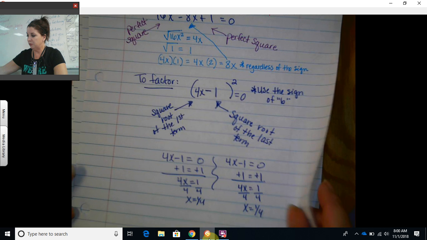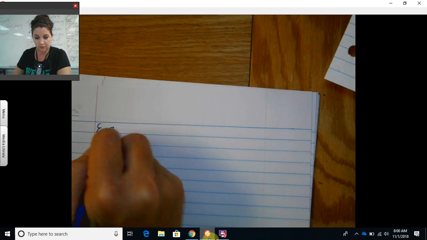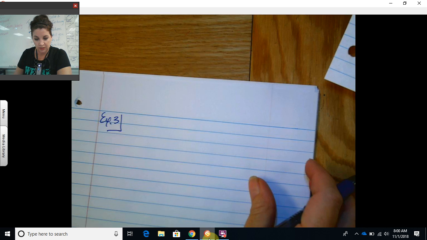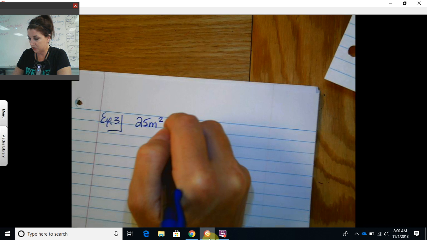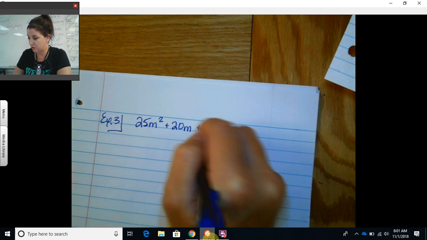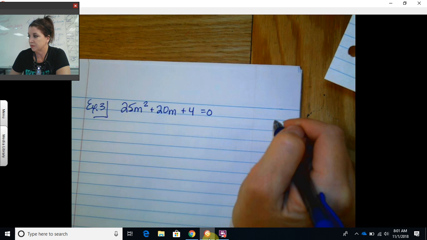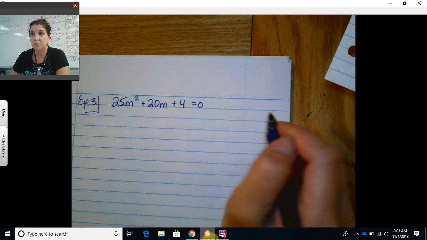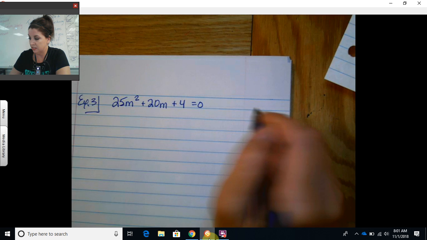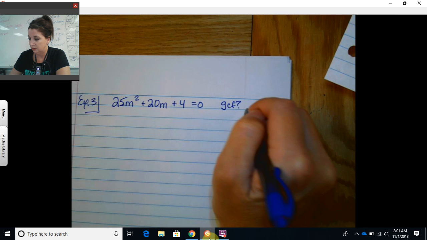Okay. Example 3. Let's do 25m squared plus 20m plus 4 equals 0. We're going to see. Is it set equal to 0 and in standard form? Yes. Is there a greatest common factor? No. If there was, we would still factor it out. Okay? What's left, we would check that.